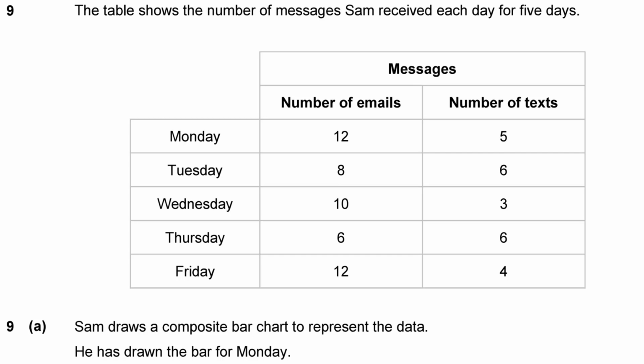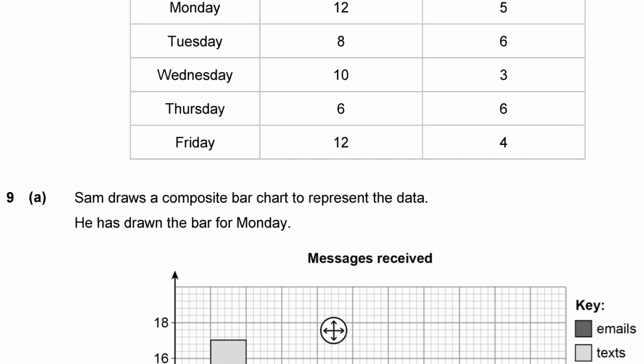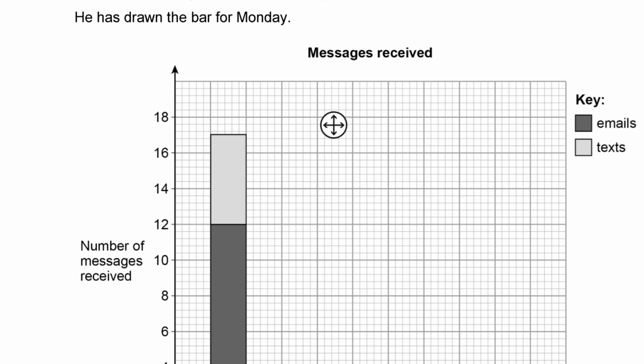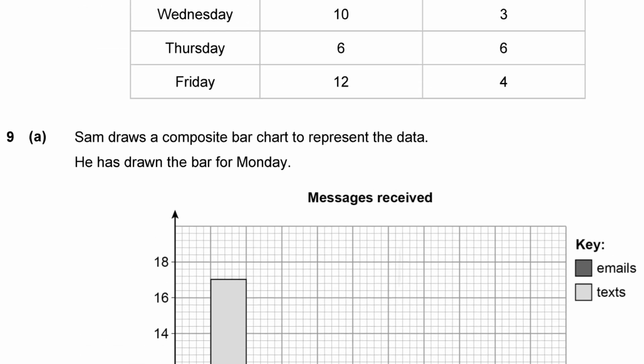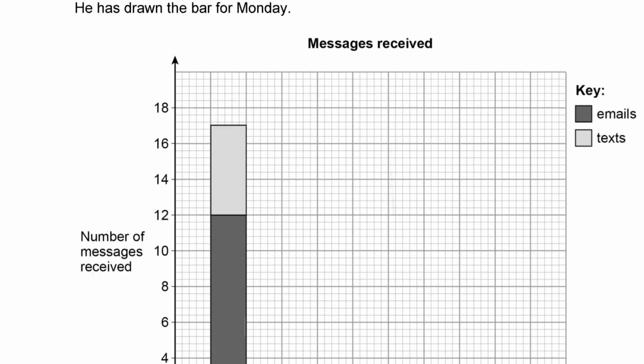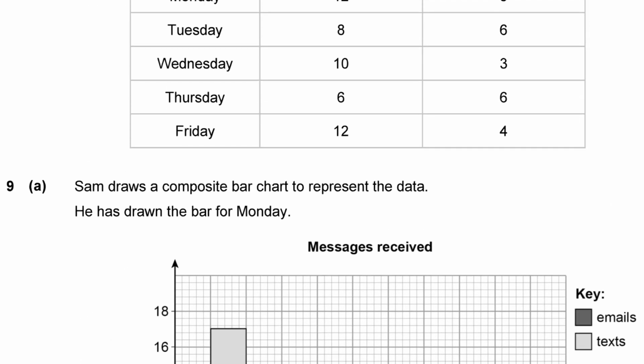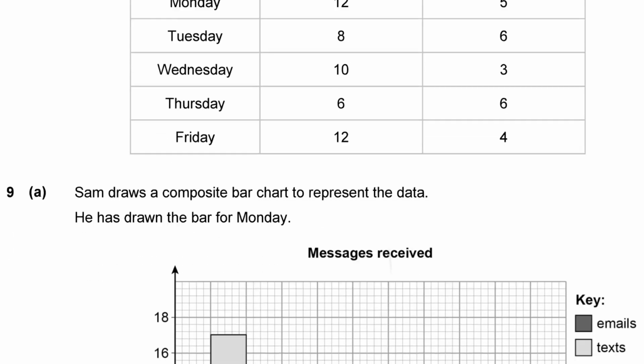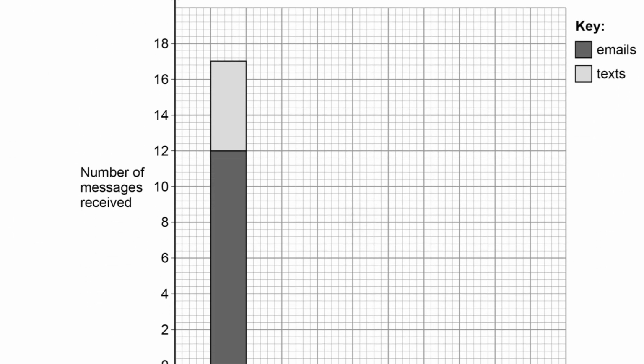Okay, so we've got a number of emails and a number of texts that he's received. Sam draws a composite bar chart to represent the data. He has drawn the bar for Monday. So you can see the darker bar is the number of emails and the lighter part is the number of texts. And it's a composite bar, so each is drawn on top of each other. So we need to complete the chart. Okay. So Monday's done. Tuesday's emails 8, texts 6.